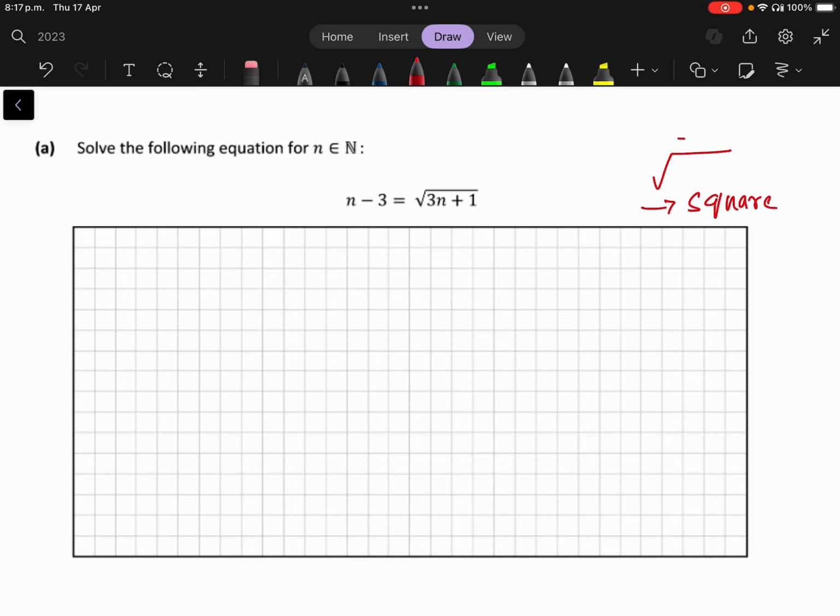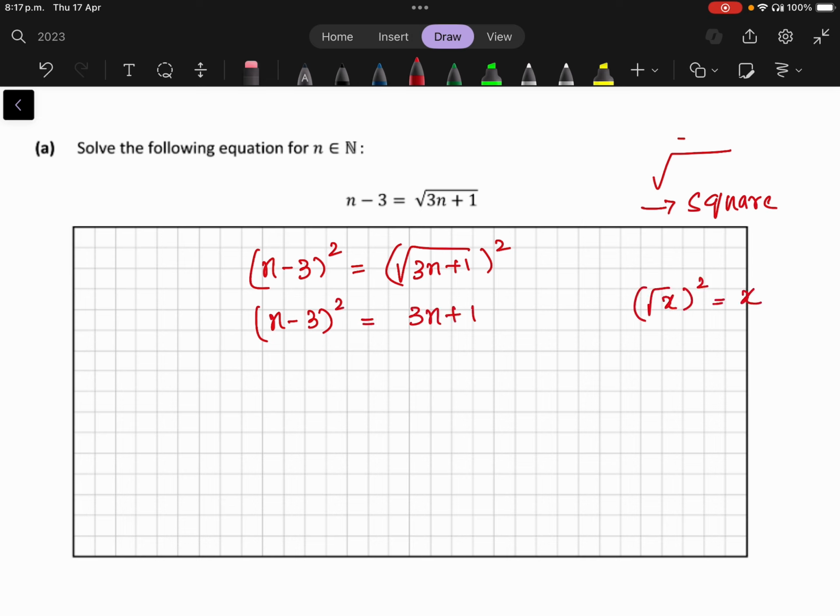So what you will do, squaring both the sides, you will get n minus 3 the whole square is equal to square root of 3n plus 1 the whole square, that is n minus 3 the whole square is equal to 3n plus 1, because square root of x square is equal to x. Okay, and then simplify this: n square minus 6n plus 9 is equal to 3n plus 1, or n square minus 9n plus 8 is equal to 0, simplifying and bringing it to one side.